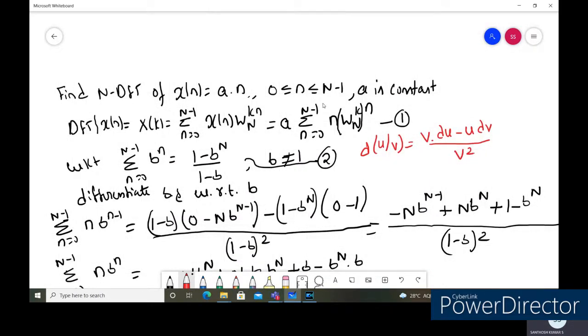In the next section, we'll see the method to express the DFT as a linear transformation, so that we can find the DFT by using the matrix method.